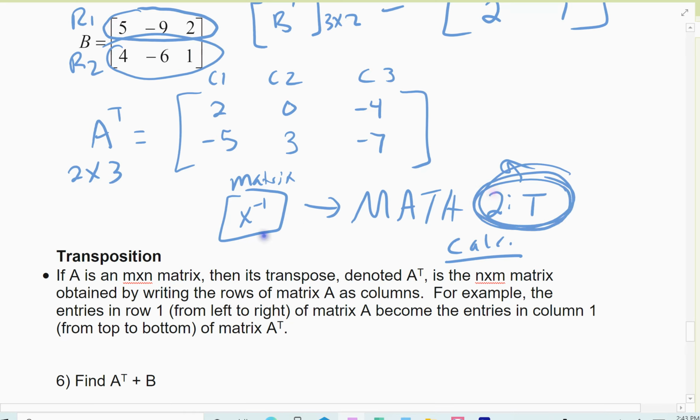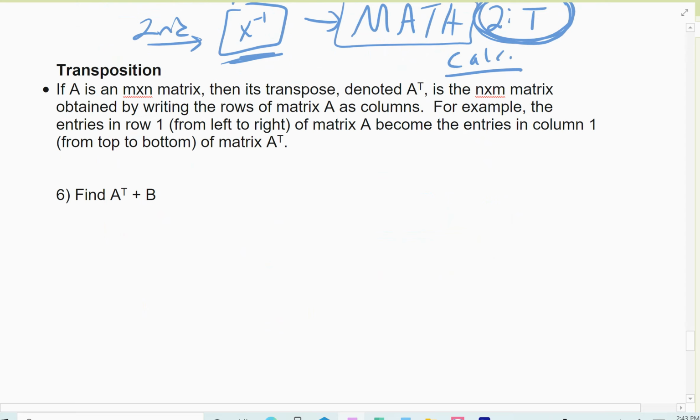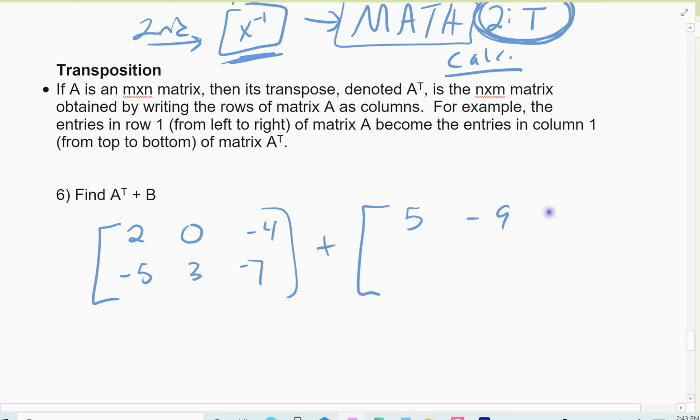Where you find the transposed is you go into the matrix. You have to hit second, the X to the negative 1 to get to the matrix, go over to math, and then it's the second one listed on the calculator there. Right, I'm going to do it by hand. So A transpose, which we already had. Alright, so I'm going to write down my A transpose. So if you remember, A transposed was 2, negative 5, 0, 3, negative 4, negative 7. Add that to my matrix B, which was 5, negative 9, 2, 4, negative 6, 1.